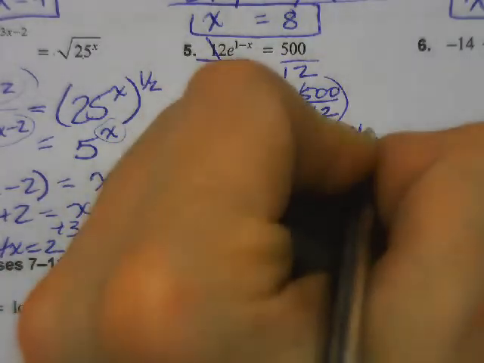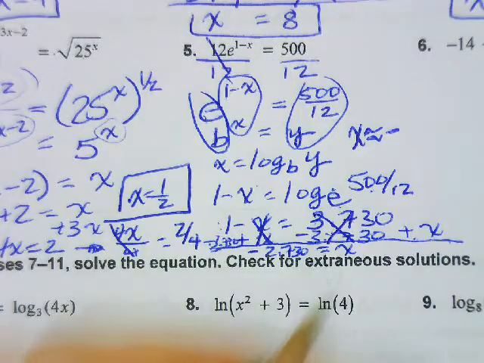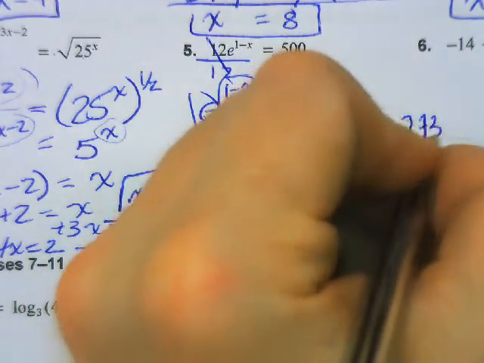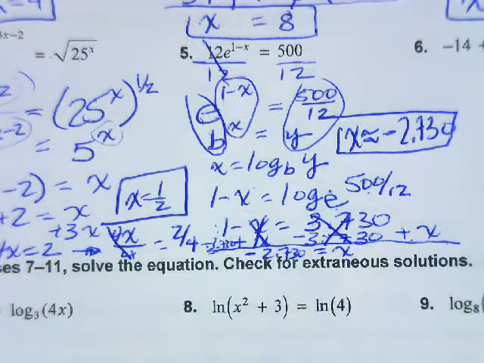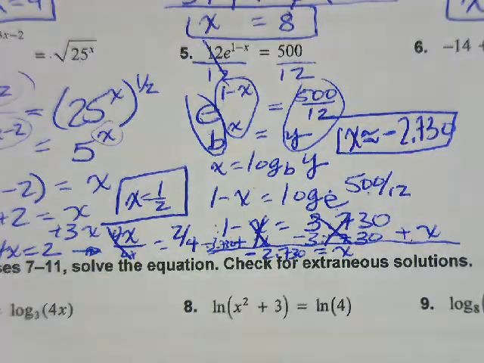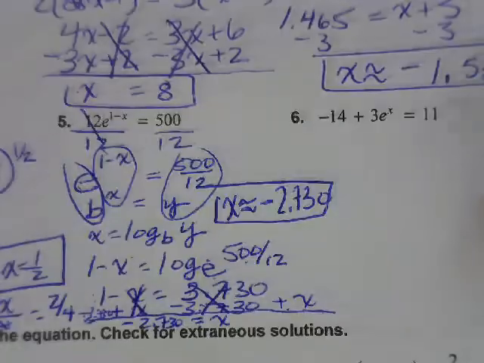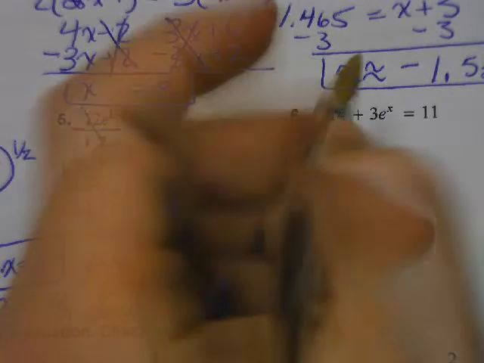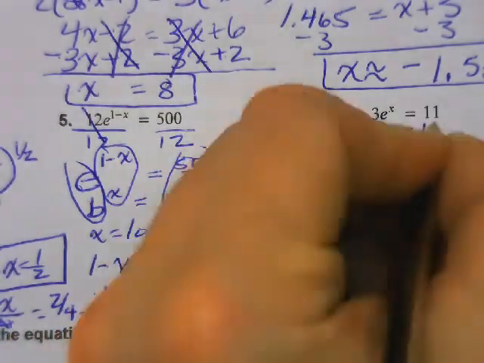Number 6 works the exact same way. You want to get your like bases, so I'm going to add 14 to both sides. And I get that 3e to the x is 25. I can divide by 3, and I get that e to the x is 25 divided by 3.